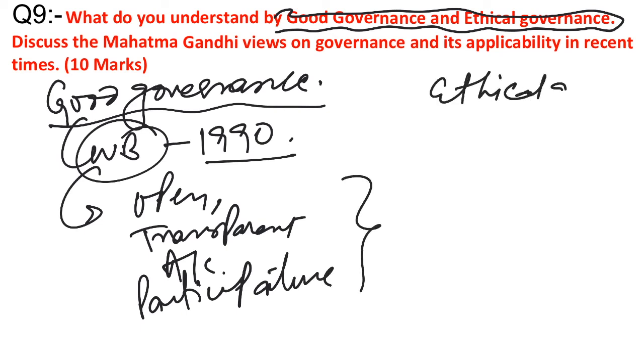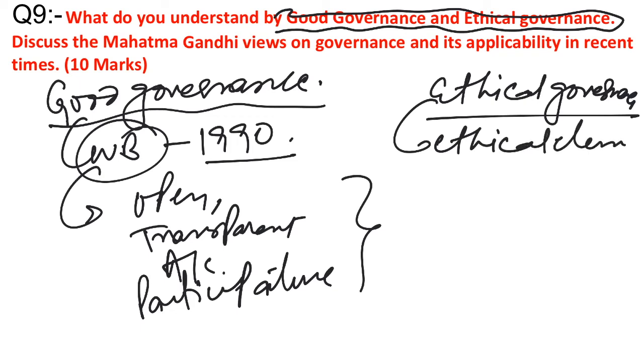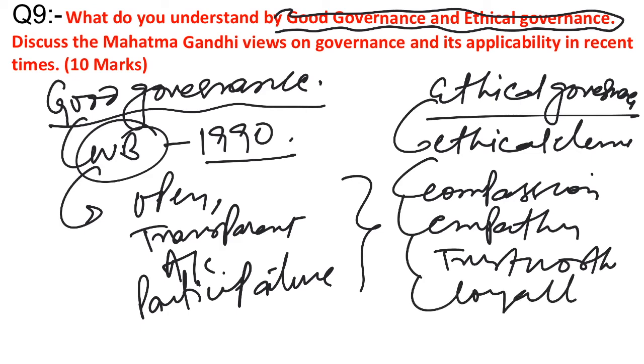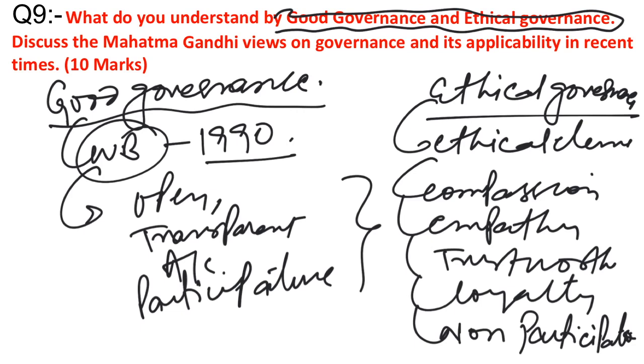Ethical governance. I will give you an example, then it will be easy for you to understand. Ethical governance brings the ethical element into governance. For example, compassion, empathy, trustworthiness, loyalty, non-partisanship. Sorry, this is not non-participation, this is non-partisanship. So basically, this is a value-laden approach of ethical governance.